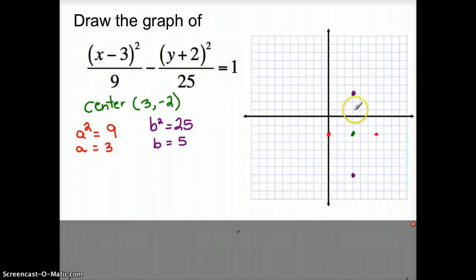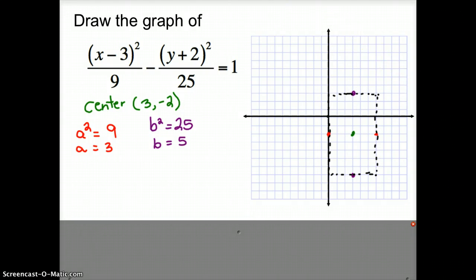From here, I'm actually going to draw a rectangle. When we were doing ellipses, you could have drawn your ellipse just connecting your points, making it somewhat elliptical. But now since I'm drawing a hyperbola, I'm going to make these dotted lines. I'm going to draw a box, or a rectangle, around these 4 dots, using those as the sides of the rectangle. Again, this is not part of the hyperbola, it just helps me draw it.